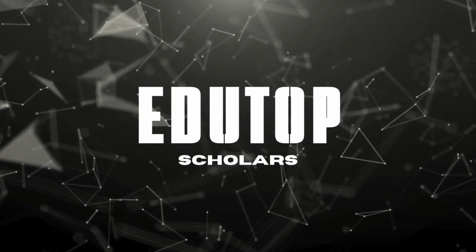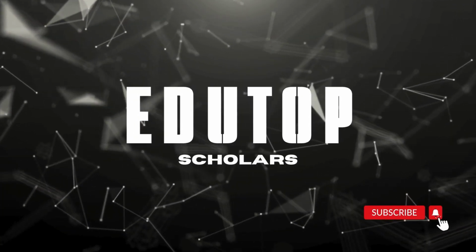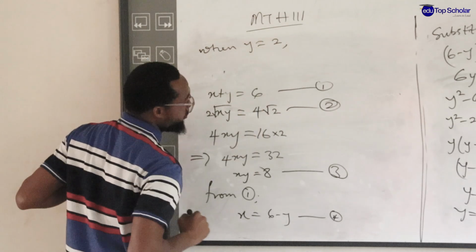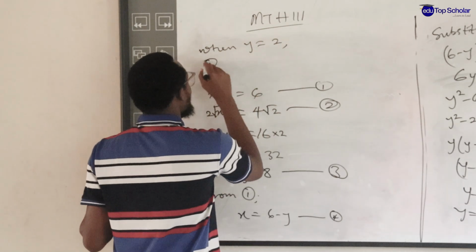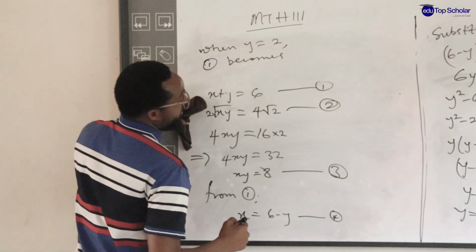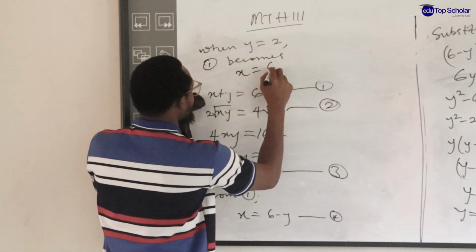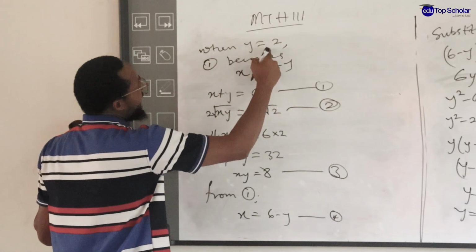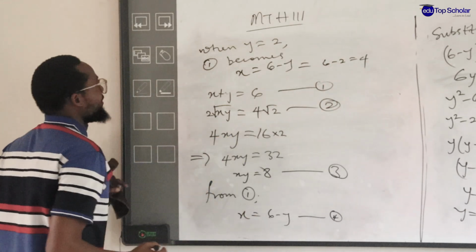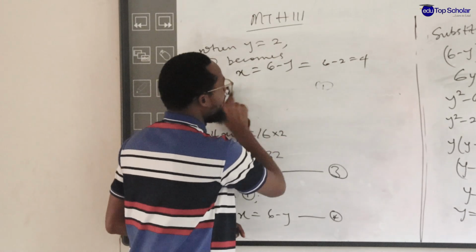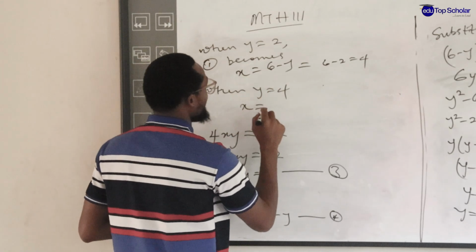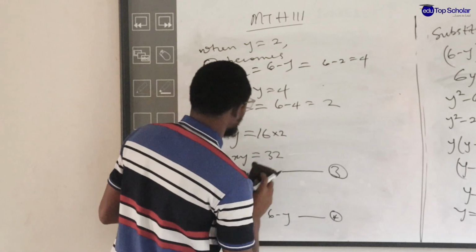Now, substituting the value y equals 2 into equation 1, we want to get the value of x. x equals 6 minus y. And if our y is 2, that is 6 minus 2, which is 4. At y equals 2, x is 4. Also, at y equals 4, x is equal to 6 minus 4, which is 2.